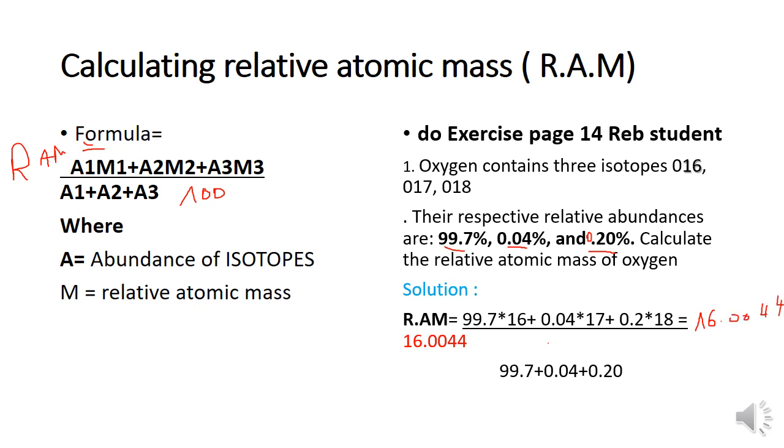16.0044. This is the answer. Ahangaha urahita uteranya zino abundance, zihwana n'ijana buri gihe, nyine ushobora no kugabanya n'ijana kuko iyo biteranyije biba nk'ijana. This is how to calculate relative atomic mass. I think that you understand.